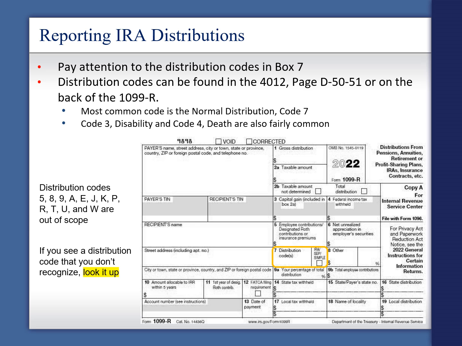The Distribution Code 6, Section 1035 exchange is now in scope. It is not reported on the tax return. Look any codes up that you are unfamiliar with.